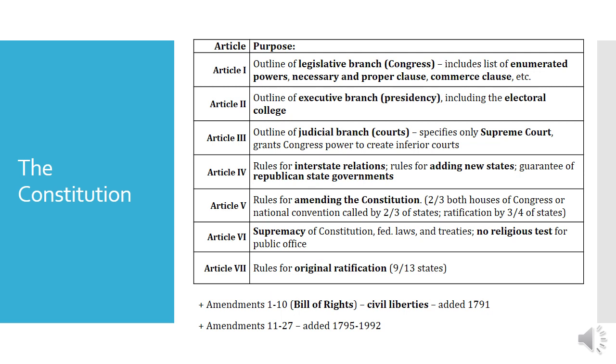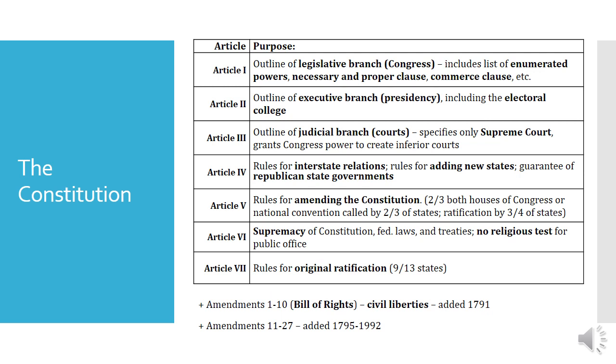Okay, the Constitution, just wanted to give a brief overview of that. This is the same organizer that I had given you guys as part of those first 10 days of work when the schools first closed. But going through the original 7 articles of the Constitution, the first article outlines the legislative branch, which we know as Congress, and it includes in there a list of its enumerated powers, things like the Necessary and Proper Clause, the Commerce Clause. Article 2 goes into the executive branch, or the presidency, including a description of how presidents are selected through the Electoral College.